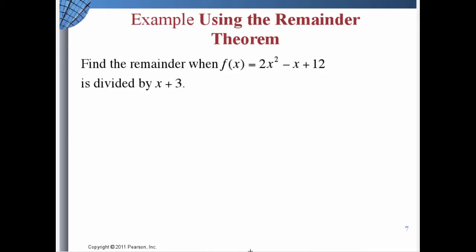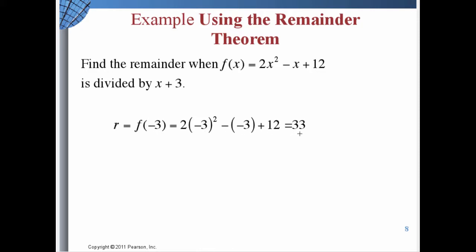So here's how this plays out. Find the remainder when f of x equals 2x squared minus x plus 12 is divided by x plus 3. The remainder theorem says we just take the value of our function at -3, because if we're dividing f by x plus 3, that gives us a potential zero of -3, and we evaluate the function at -3. The value of the function f at -3 is 33.